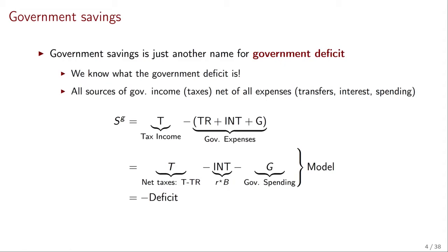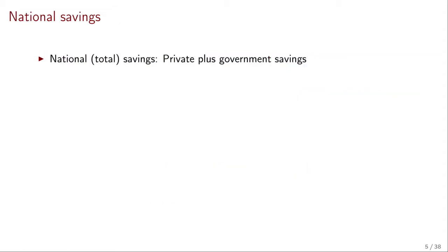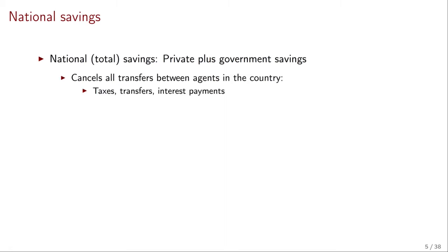Okay, now that we have government savings and private savings, we can talk about national savings. And there's really no mystery to it. National savings are just total savings, private plus government savings. When we sum these two, the implication is that all the transfers between agents inside the same country are going to cancel. These are the taxes, the transfers, and the interest payments. Notice that these were things that were flowing between the two agents inside the same economy.